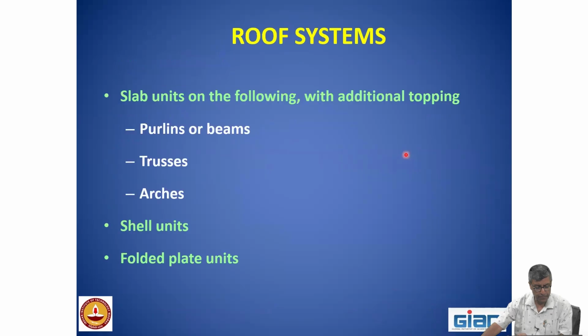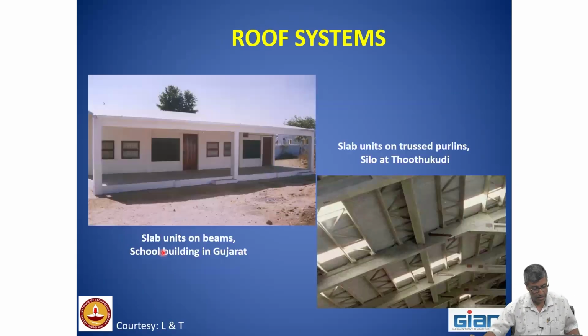In the roof systems, we have already seen that we can have purlins or trusses or arches, we can have shell units, and we can have folded plate units. Now, in these school buildings in Gujarat, there were conventional just slab units placed on beams. On the other hand, this is a zoomed in picture of the shed in Tuticorin. Here you can see that these are the trussed purlins over which the roofing elements. That means, all this constitute the whole roof system.